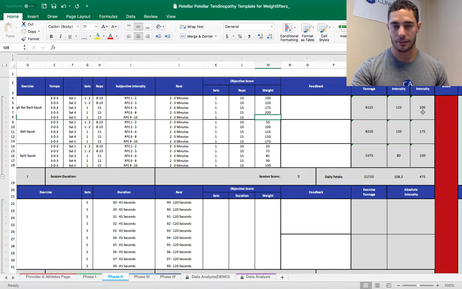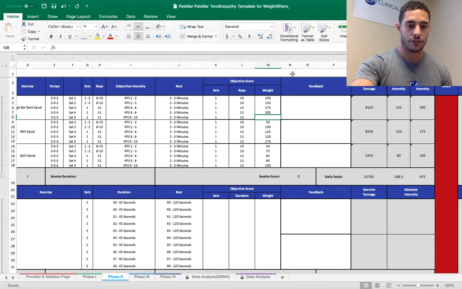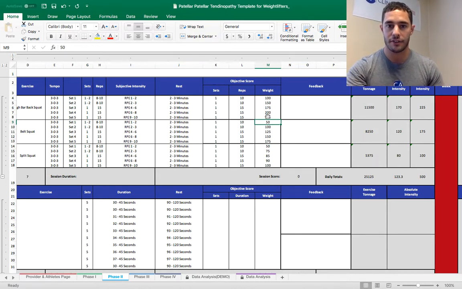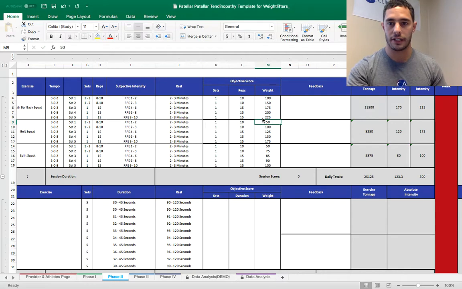Absolute intensity is the same as phase one. It's the heaviest weight that they use for that particular exercise. So let's just say this athlete finishes with a set of 15 at 225 pounds. Watch these metrics over here change. Boom. So exercise tonnage goes up. Absolute intensity now goes up because that was the heaviest set. And average intensity went up as well. So it all auto calculates.